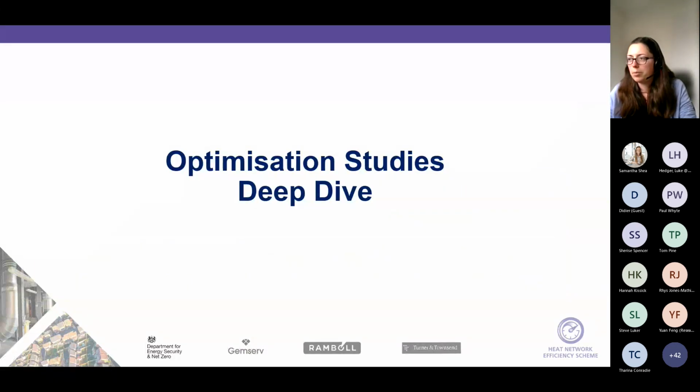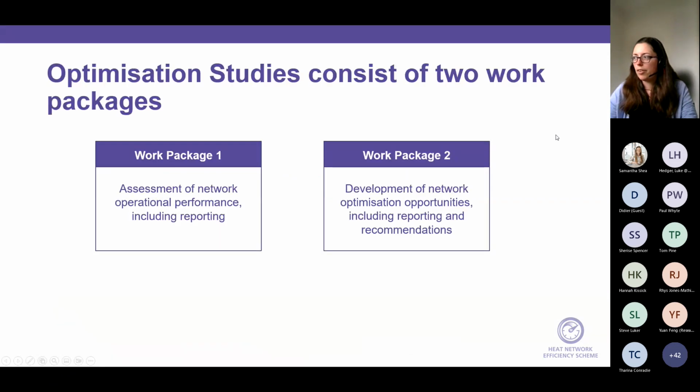Okay, so looking at revenue grants, the optimization studies, in more detail. There are essentially 2 work packages that comprise an optimization study. The first one is an assessment of the network operational performance, including reporting. And the second one is developing optimization opportunities for the network, and that will include reporting and recommendations.